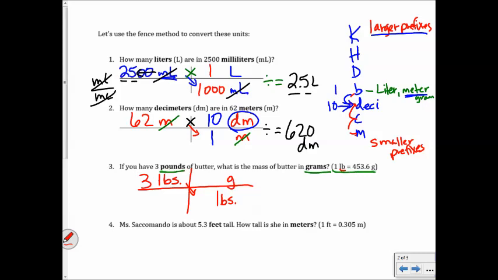Now, do I have to do the King Henry? No, because it's not metric to metric. All I need to do is look over here. 1 pound equals 453.6 grams. So I'm going to put the 1 next to the pound, and I'm going to put the 453.6 next to the grams. Now I'm going to multiply the top, divide by the bottom, and I'm going to get a calculator answer.